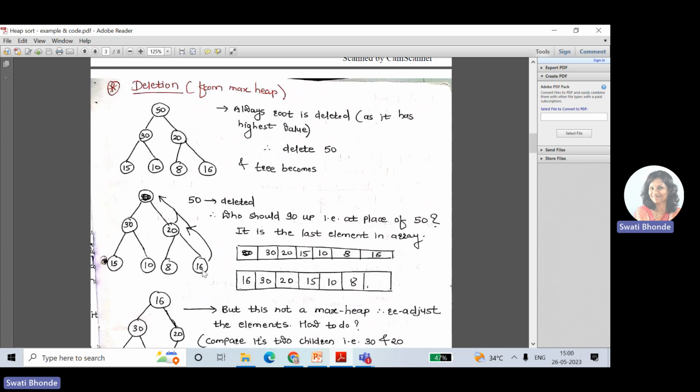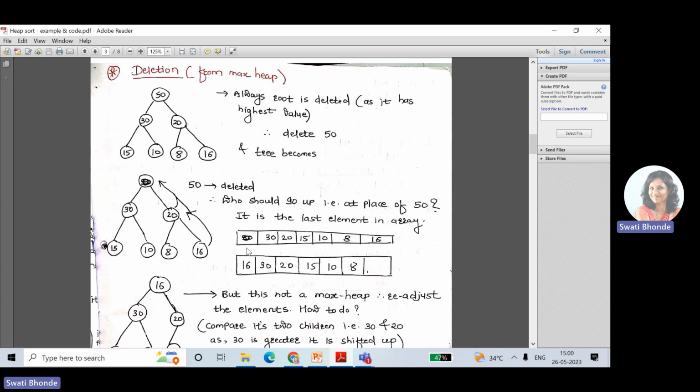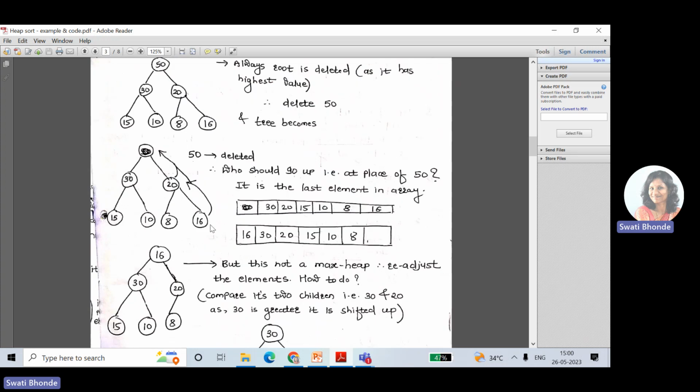So after performing the delete operation, 16 will take the place of 50. But after replacing the last value in place of the root node, we still have to ensure that the tree is a heap tree. That is, as we are following max heap, we have to ensure that the tree still satisfies the properties of max heap. But in our case, it is not, because now at the root position I have 16.